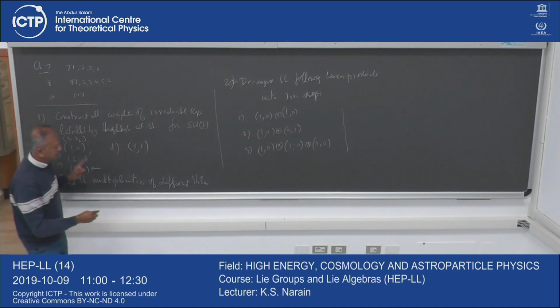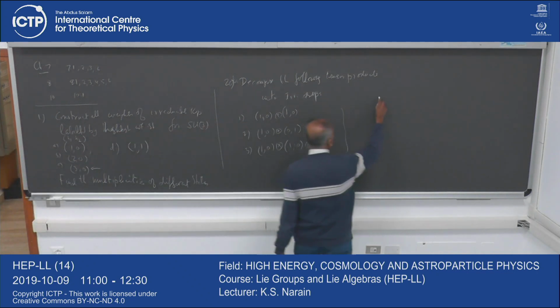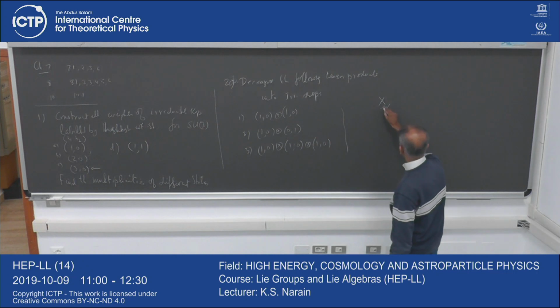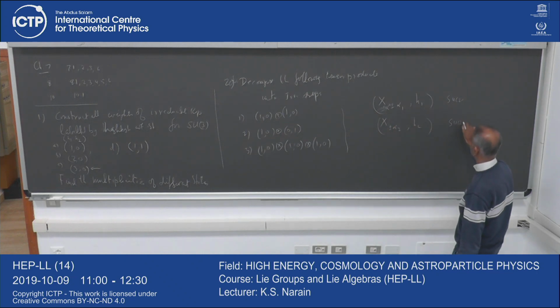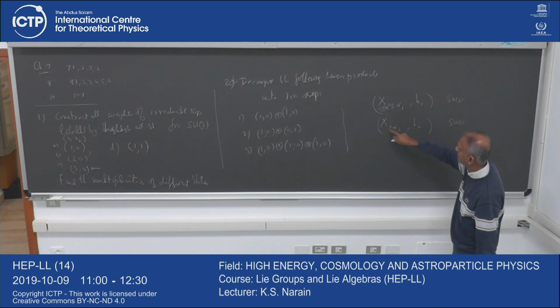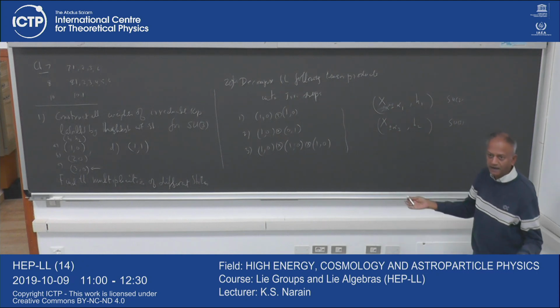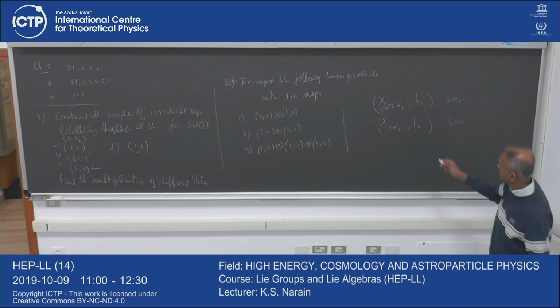Because remember, they formed two SU2 subalgebras: X plus minus alpha 1 and H1 formed one SU2, and another one was X plus minus alpha 2, H2. This formed the second SU2 algebra, right? There's another third one, alpha 3 and H3, and so on. But this is enough because alpha 3 I can obtain from commutation relations of these two. So you don't need to consider alpha 3.